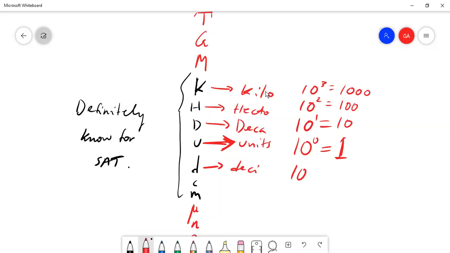Look at the pattern. Here we're going up by 1 in terms of the exponent. So going from here to here would be going down by 1, so this should be a negative 1. And what is 10 to the negative 1? 0.1. 1/10, yeah.